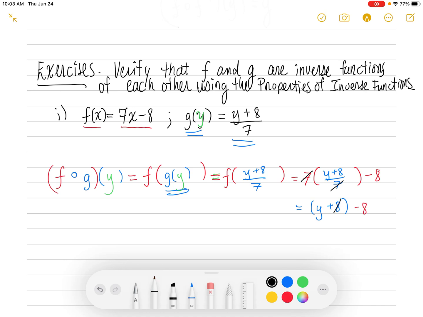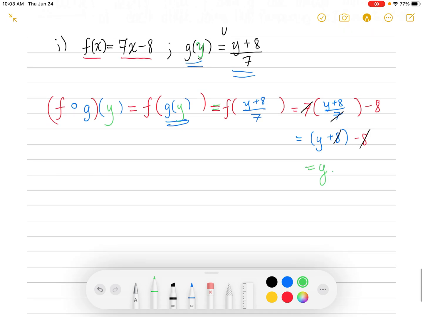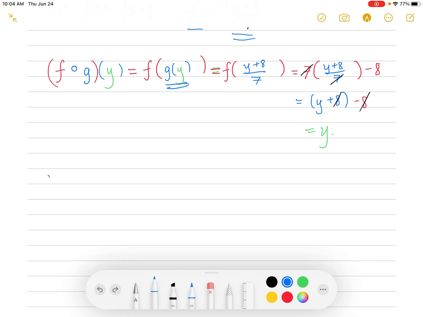And now it's time to simplify. How do you simplify? Well, the 7 on top cancels with the 7 on bottom. So we end up with y plus 8 minus 8, and then the 8 and negative 8 cancel, and we get back y. Basically, if you look at the beginning, it should be a y, not a g, just so you know. That is a y. What's essentially happened is this f and this g have canceled, and we've gotten out y. So that verifies one direction.